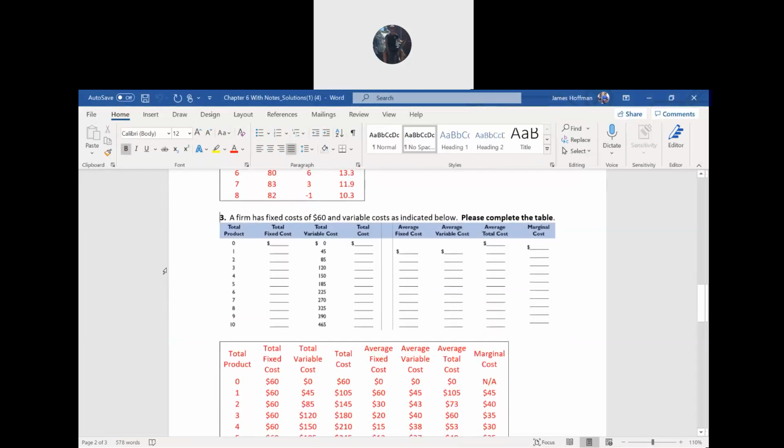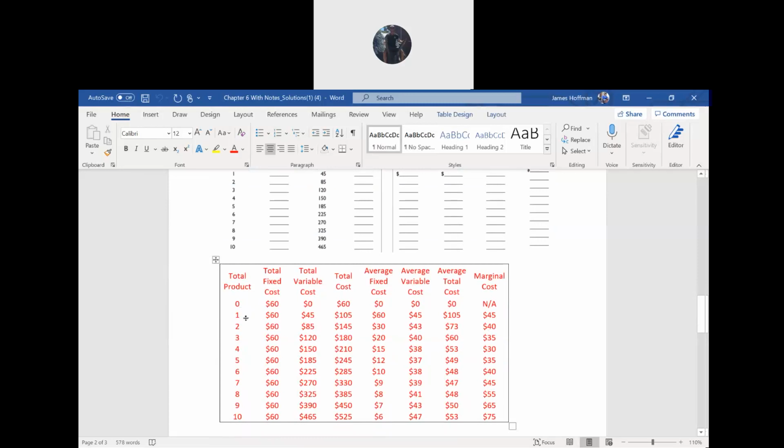All right, number 3, we got a big chart. A firm has fixed cost of 60 and variable costs are indicated below. So let's complete the table. We're given the total product, the total fixed cost, and the total variable cost, and we've got to calculate the rest.